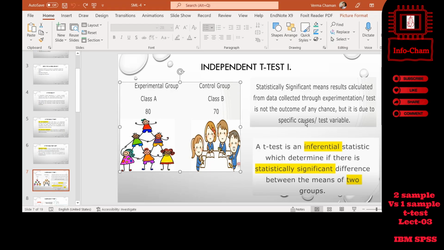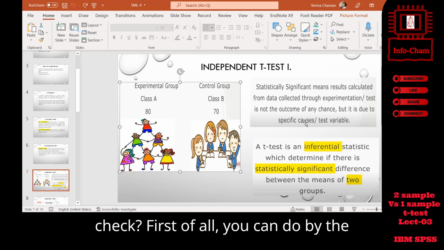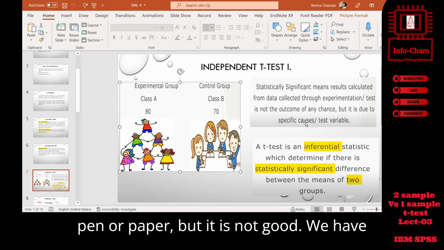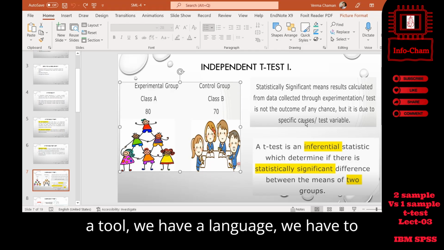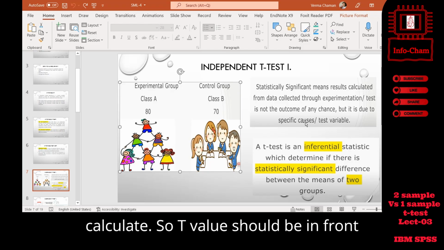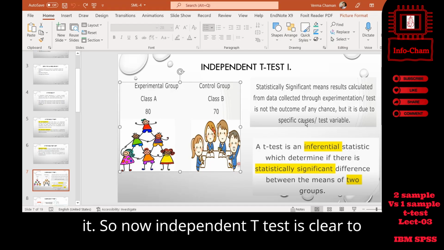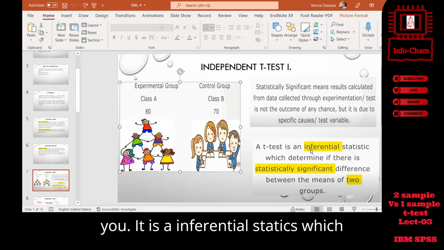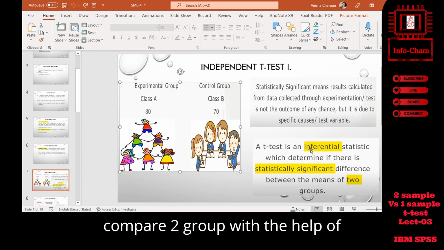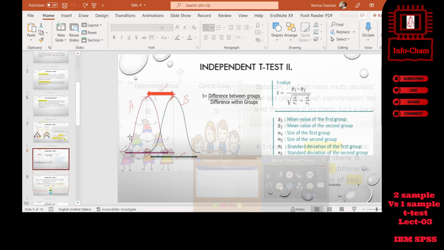We have to check whether two groups are equal or not. How can we check? First of all, you can do it by pen and paper, but it is not good. We have a tool, we have a language, we put in a function and you can easily calculate. So the t value should be in front of you, and we will see how we can do it. Now the independent t-test is clear to you. It is an inferential statistic which compares two groups with the help of the mean value. Is it clear to you? Okay, have a look.